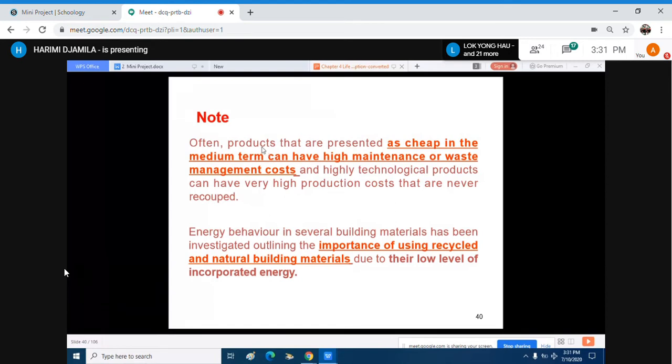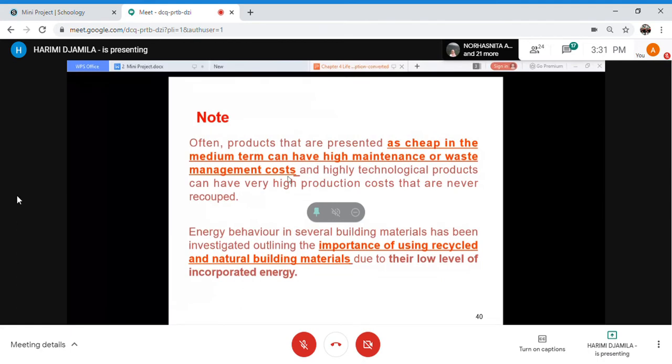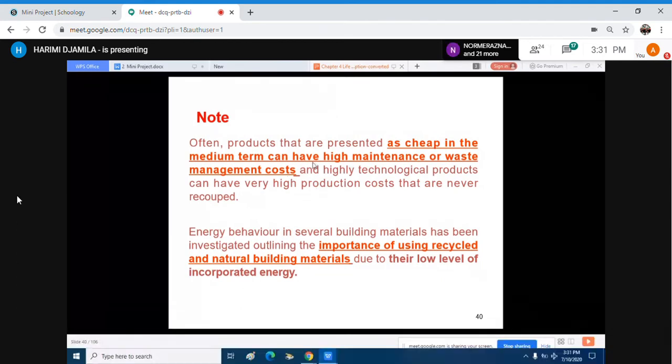So I read here, often products that are presented as cheap in the medium term can have high maintenance or waste management costs, and highly technological products can have very high production costs that are never recovered.